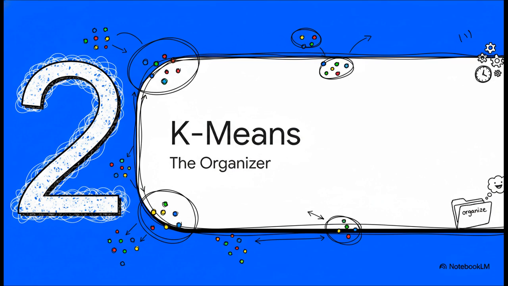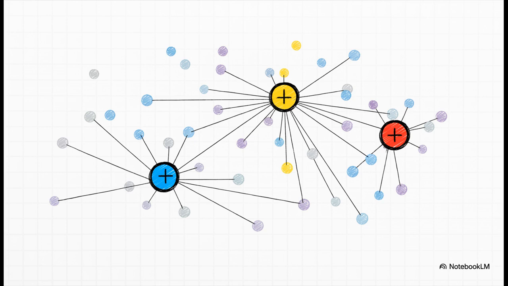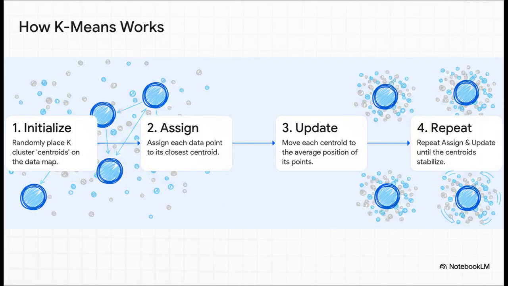Well, let's start with the most famous clustering algorithm of them all, K-Means. If you want a good way to think about it, picture K-Means as a super fast, super efficient organizer. The basic idea behind K-Means is actually pretty simple. First, you have to decide how many clusters you think are in your data. We just call that number K. Once you've picked your K, the algorithm's entire mission is to find the perfect center point, or centroid, for each of those groups. And it does this with a really neat little dance.